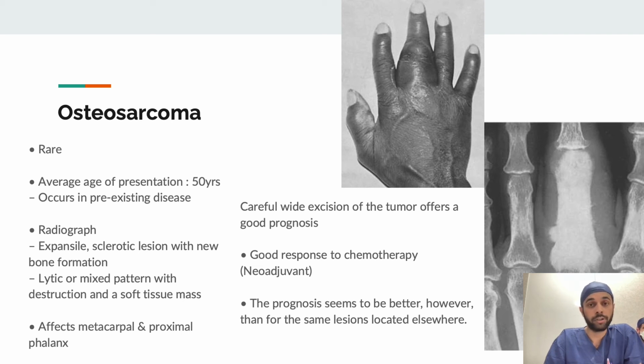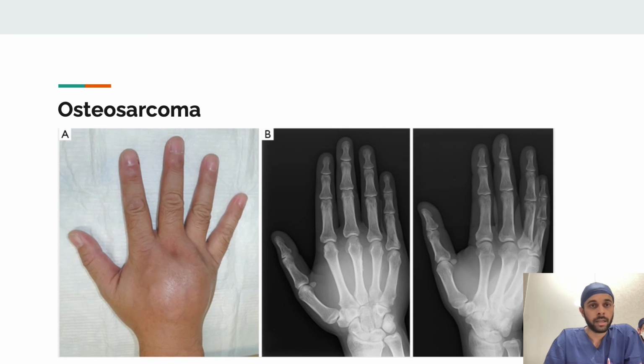They have a good response to chemotherapy, and prognosis seems to be better than for lesions located somewhere else in the body. One more picture of osteosarcoma. So you can see both of them are different: a mixed picture, a lytic picture and a sclerotic picture.